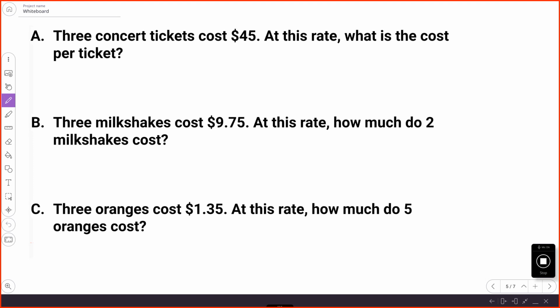All right, we are at question number 5 in our review for the quiz. The first one is letter A. 3 concert tickets cost $45. At this rate, what is the cost per ticket?